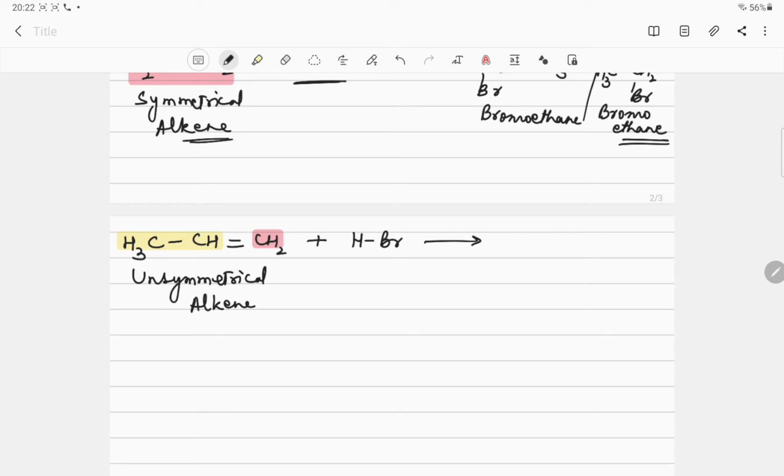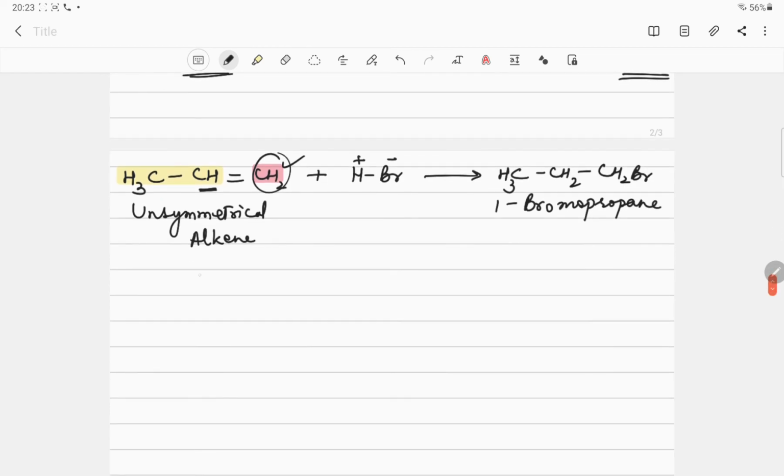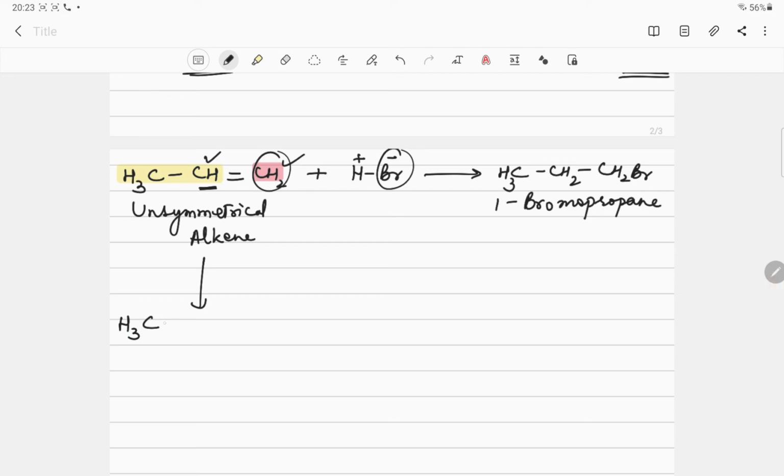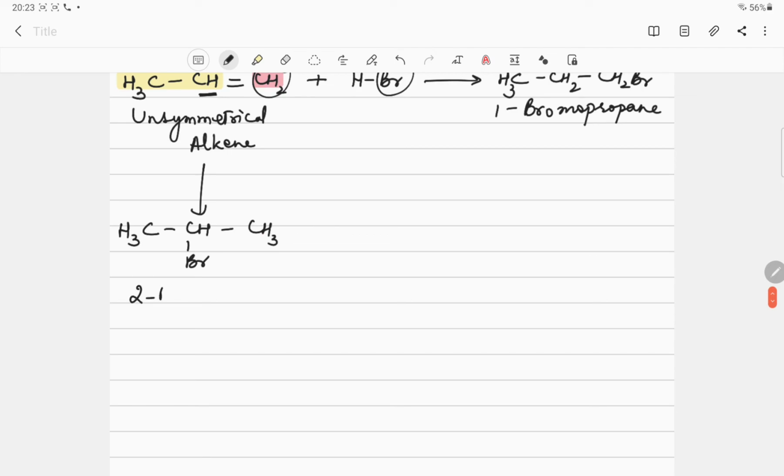Say the negative part is going to this carbon. What will be the product here? It will be CH3 CH. If negative is going to this carbon, then H will come to this. So it will become CH2, the double bond converted to single bond, and CH2Br. So we will get 1-bromopropane as the product. But if the reverse happens, say Br goes to this carbon, then the product obtained will be CH3 CHBr single bond CH3. The product will be 2-bromopropane. So both possibilities are there.